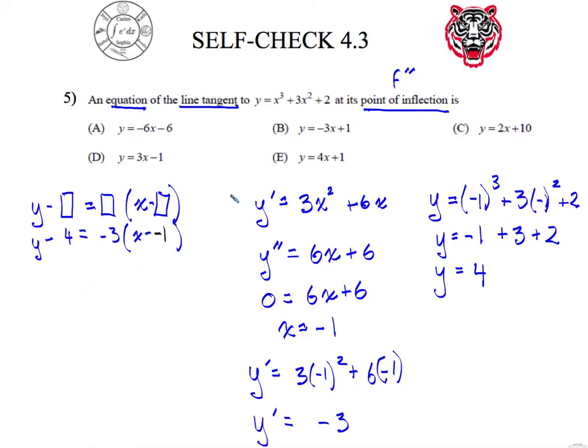All right, turning it into mx plus b form, because all these are in slope-intercept form. My equation is y equals negative 3x minus 3 plus 4. It's minus 3 plus 4. Therefore, y is equal to negative 3x plus 1. I got it right.